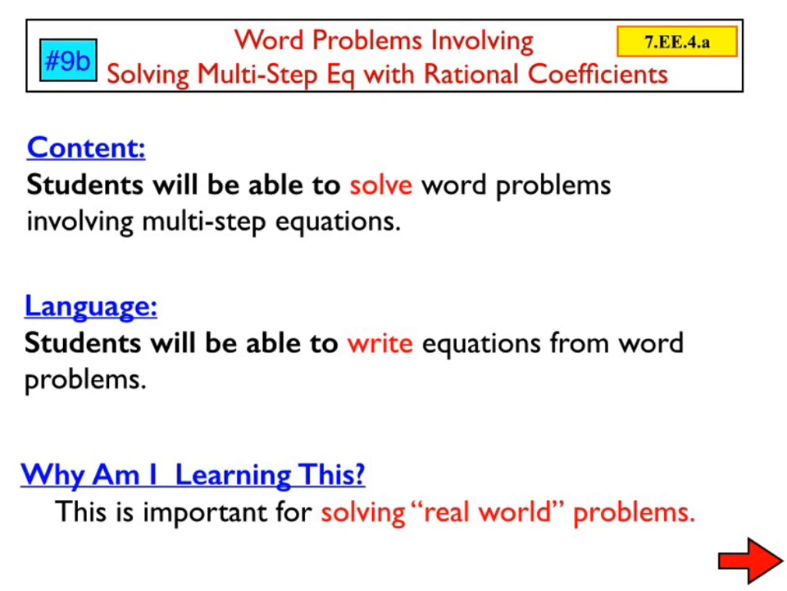Today, lesson 9b, word problems involving solving multi-step equations with rational coefficients. So when we started this whole process of solving integers, we went through adding, subtracting, multiplying, dividing integers. Then we went to combining like terms with integer coefficients. Then we went through solving multi-step equations. Then we went through word problems.